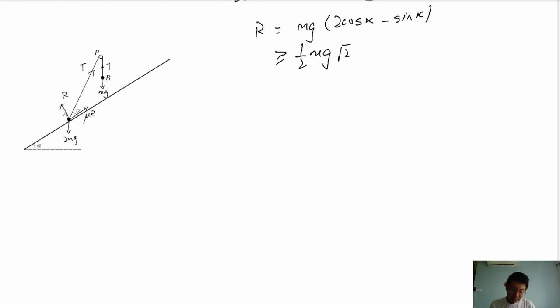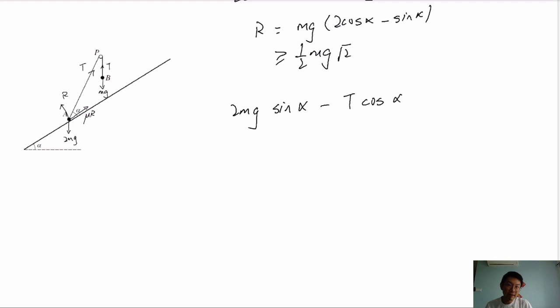So when we consider the forces in the same direction as the friction, which is parallel to the slope, we have 2 mg, which we resolve downward. When we resolve it down the slope, we have sine alpha, and there is some force opposing it. The force opposing it is T, and when we resolve it up the slope, we get T cos alpha.